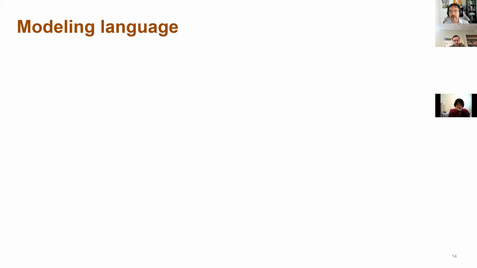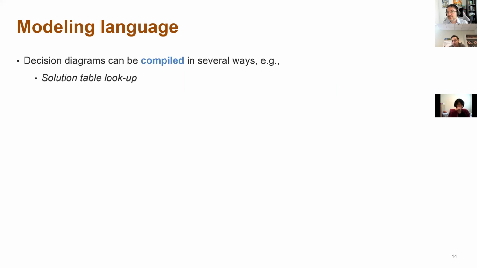Okay, modeling language. So there are many ways for you to compile, for you to construct decision diagrams. There are many, many different ways. Solution table lookup. So let's think about the most straightforward naive ways, not the practical ones. Okay, the most naive ways. You can always build all the solutions of your problem, like enumerate, create a table with each one of the solutions, and then you can basically create a graph based on that.